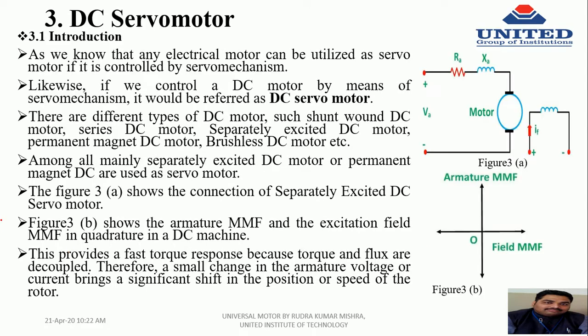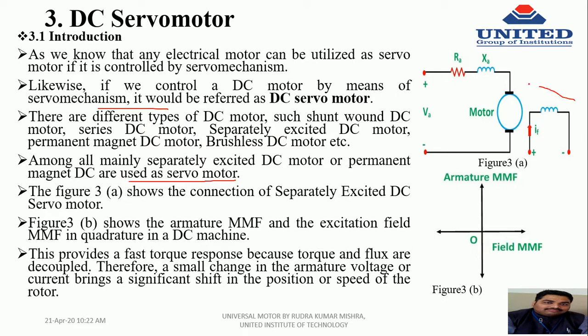And the last topic is related to DC servo motor. As we know, any electrical rotor and motor can be utilized as a servo motor. It is controlled by servo mechanism. Servo mechanism is a branch of control system where motion is controlled. Likewise, if we control a DC motor by means of servo mechanism, it would be referred to as a DC servo motor. There are different types of DC servo motor, such as shunt wound DC motor, series wound DC motor, separately excited DC motor, permanent magnet DC motor, brushless DC motor. Among all, mainly separately excited DC motor or permanent magnet DC motor are used as servo motor.